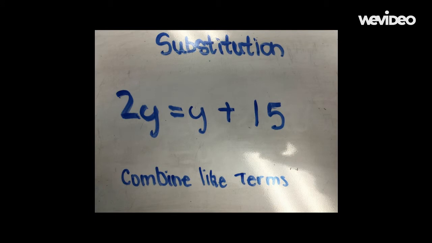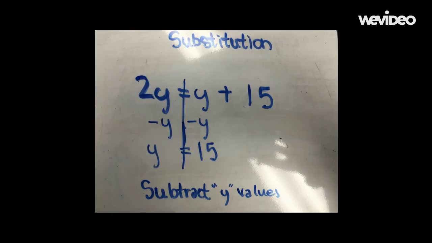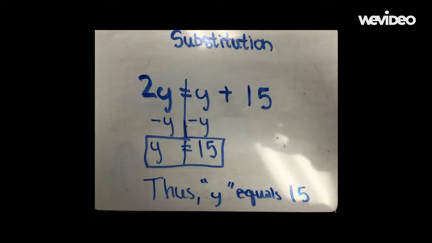We're going to want to combine like terms by adding our 5 and our 10 to get 15. So we'll end up with 2y equals y plus 15. We can then subtract y from each side of the equation to get a single standing alone y, which would be 15. Now that we know that y equals 15, we're going to have to stick 15 back into the equation to find x.